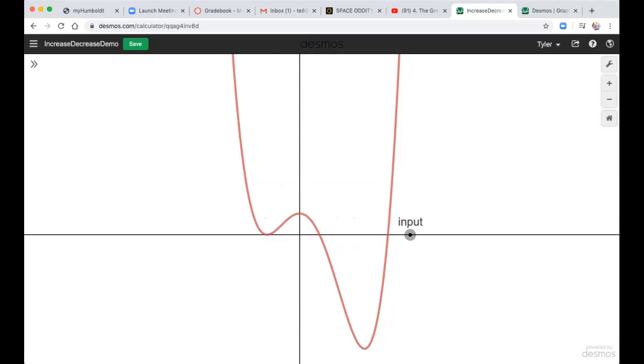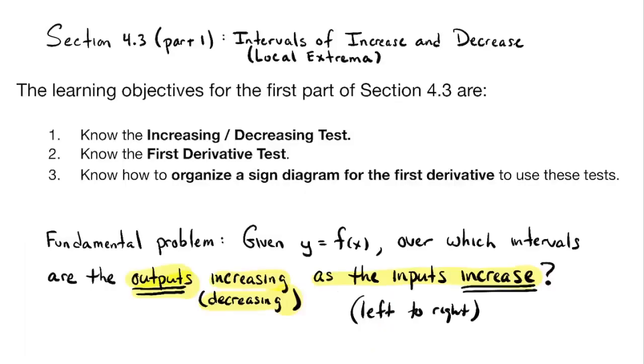So again, the purpose of doing this little demonstration at the beginning of the lecture is to remind you that when I'm talking about a function increasing or decreasing, I'm always talking about what its outputs are doing. And in particular, I'm talking about what its outputs are doing as its inputs increase. It's important. As the inputs increase, as you read the graph from left to right, what are the outputs of the function doing? Are they getting bigger or are they getting smaller?